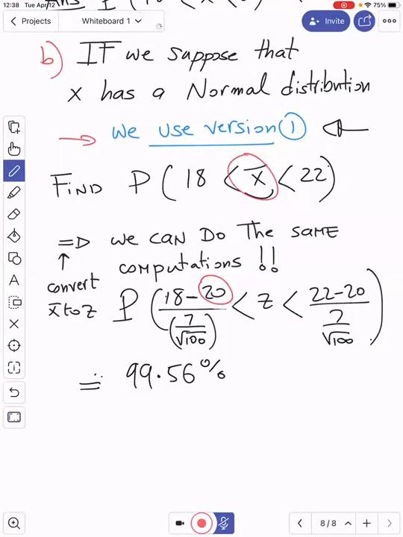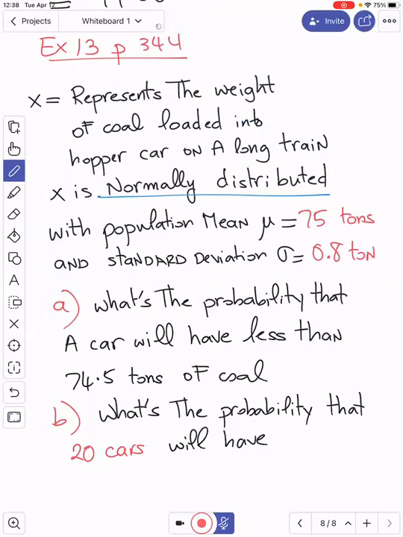We'll have more than, actually, mean load.